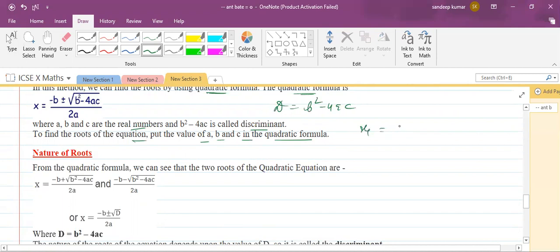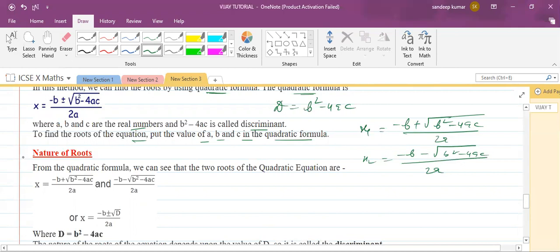First root. Okay, you take this like this. x1 is equal to minus b plus square root of b square minus 4ac by twice of a. And for the second root, you have to take minus b minus square root of b square minus 4ac by twice of a. So you will get two roots. Now we can find out the nature of the roots.